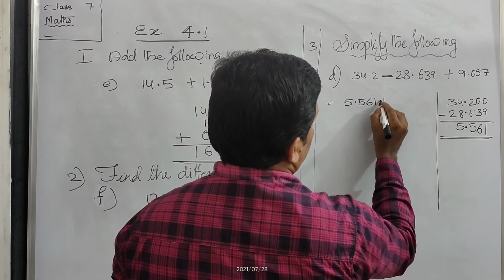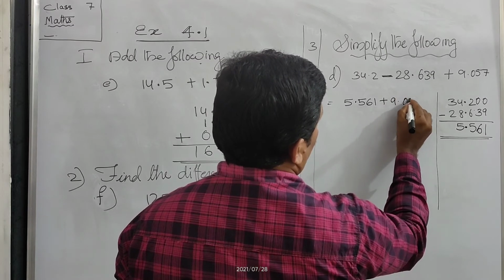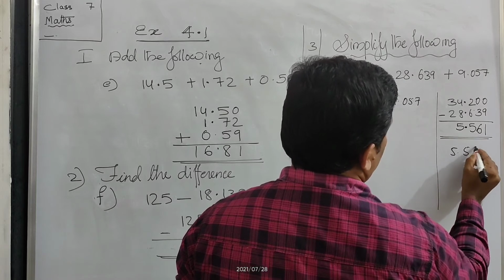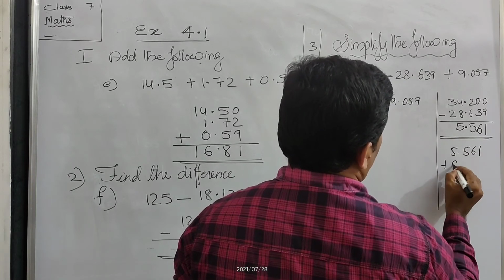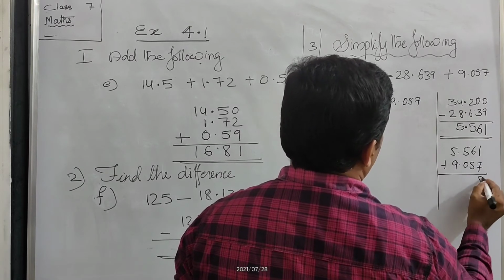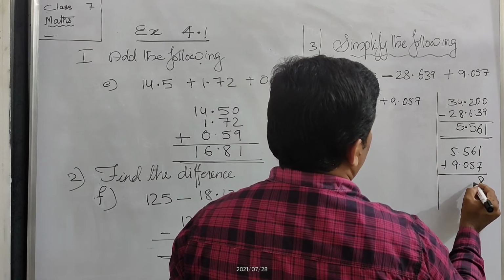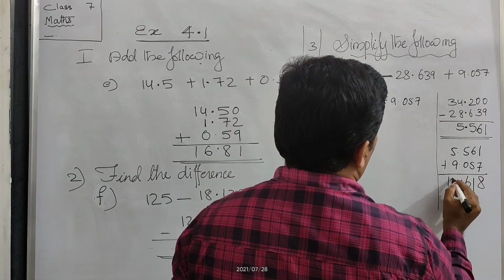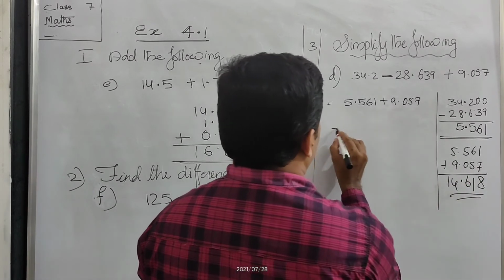Now 5.561 plus 9.057. Here we add 5.561 plus 9.057. We add 7 plus 1 is 8, 6 plus 5 is 11, and 6, point, and 14. So the answer is 14.618.